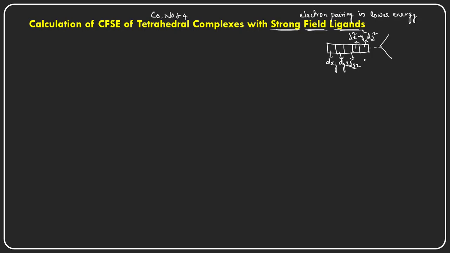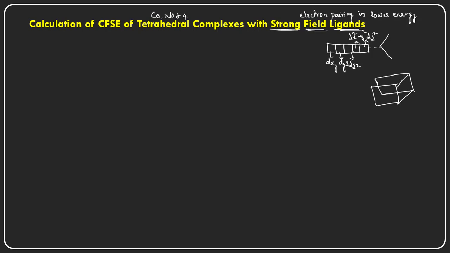Because these are tetrahedral complexes, all the ligands approach the central metal cation in between the Cartesian axes, not along the axes, right? To understand the structure, I have given it in the cubical structure manner. So this is a cube.